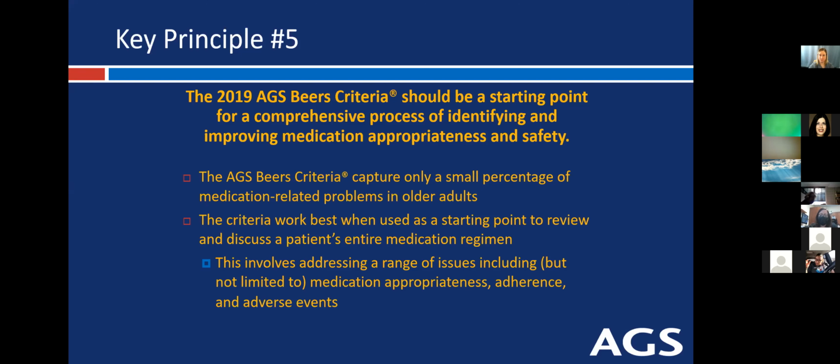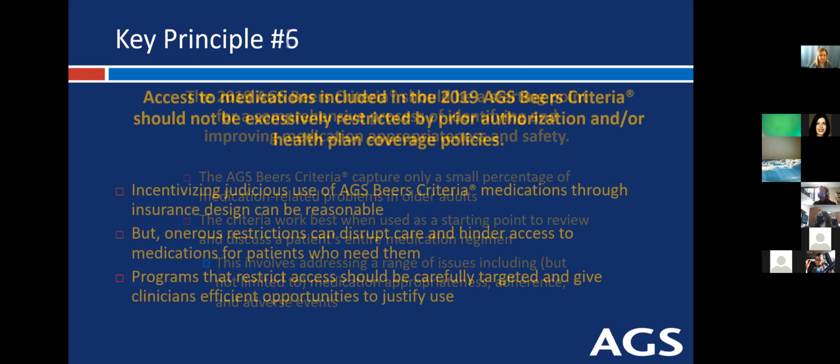So is it indicated in the patient's disease states? Is the patient able and willing to take the medication? Can they be adherent to the medication? Are they having any adverse effects from the medication? Is the patient missing medications that they should be taking? Are they taking medications that are no longer indicated? Those are all questions that we ask as we think about medication appropriateness and safety.